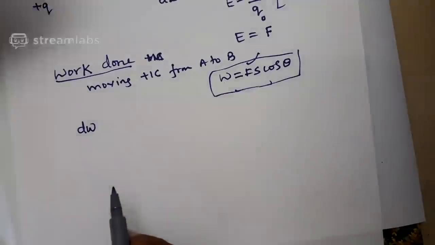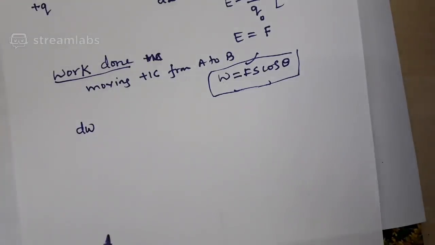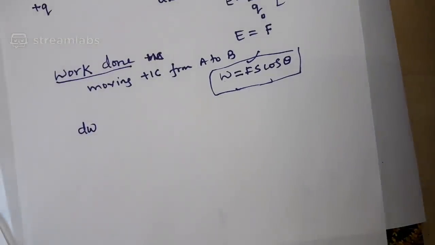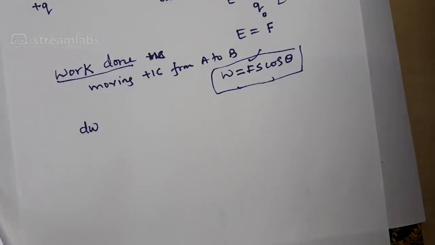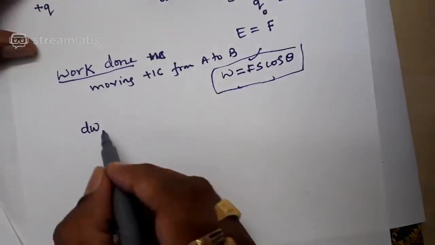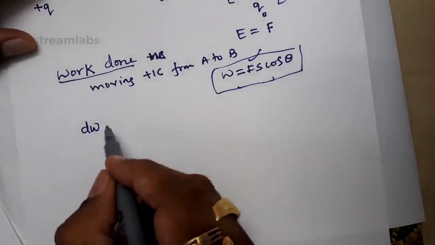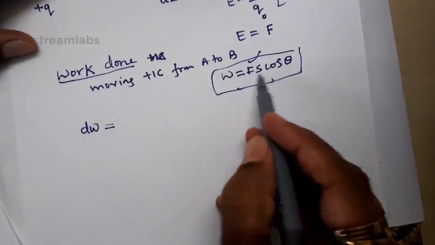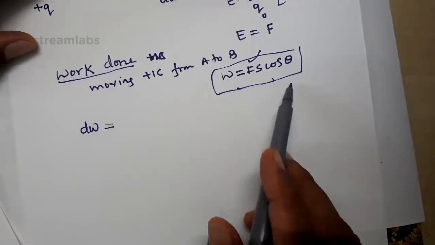This work done is dW. A small amount of work is done. And how to calculate that work done? That is the next question. That small amount of work done can be calculated using the same formula, W is equal to Fs cos theta.